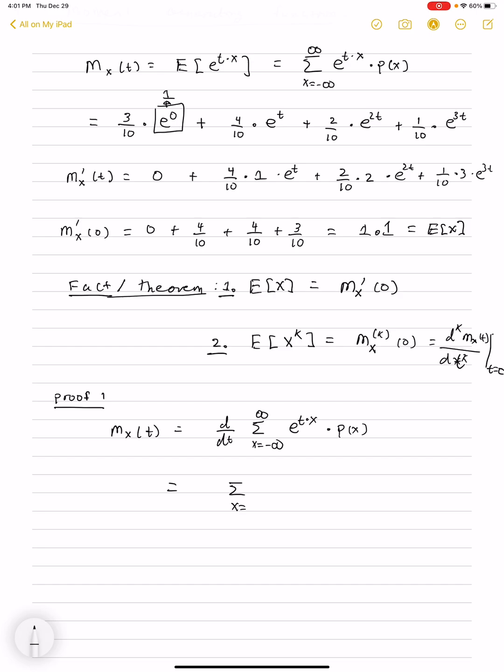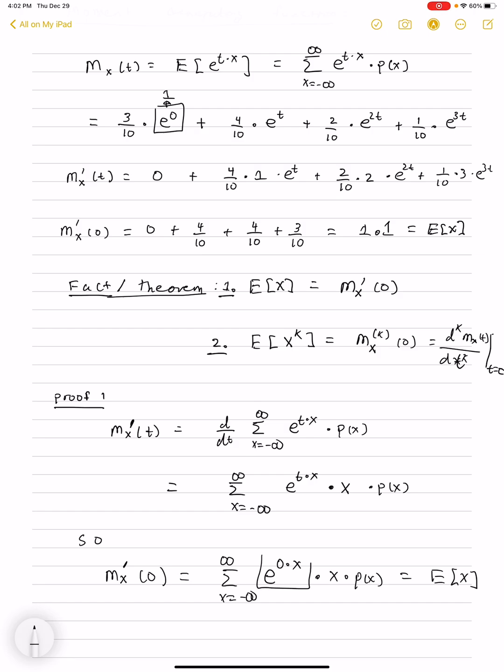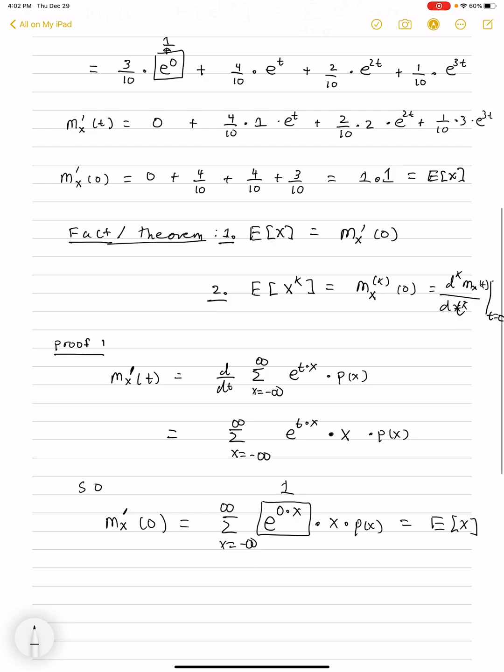We'll differentiate e to the tx, that's the only term with a t in it. The derivative of e to the tx is itself, but via the chain rule, I need to differentiate t times x. The variable is t, so I just get x, multiplied by p of x. If I plug in t equals 0, I'll get e to the 0 times x multiplied by p of x, and that is the expected value of x, using that this term is in fact 1. Okay, thank you very much.